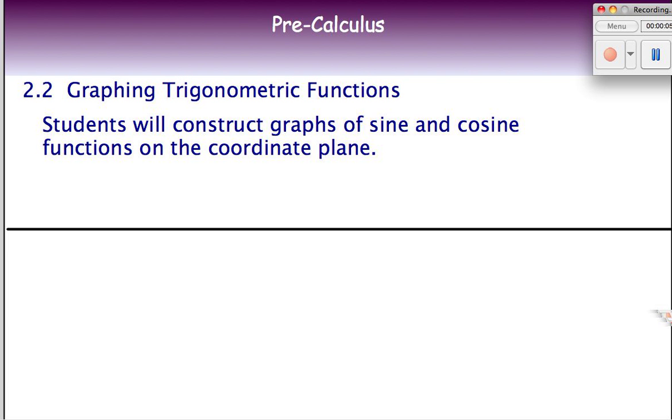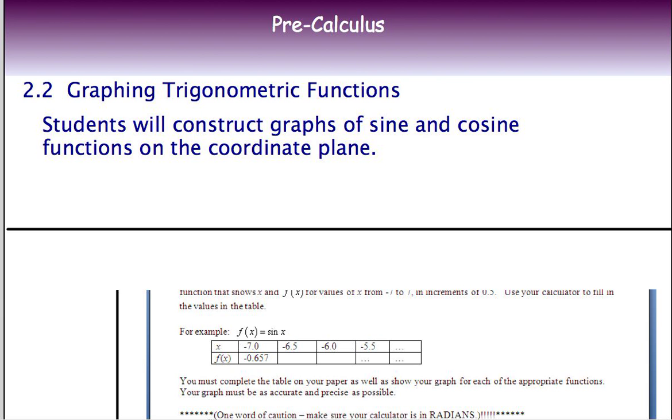Okay, so what we're going to do next, what I want you guys to do in class today, I'm going to explain in this little video here. So I'm hoping that that will help make it make sense. But we're moving into the next part of the unit, which is looking at graphing trigonometric functions. So this is section 2.2, and we'll actually spend several days on this section. So our learning goal is that students will construct the graphs of sine and cosine functions on the coordinate plane.